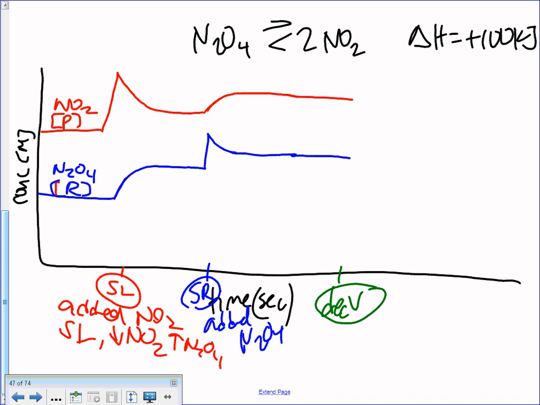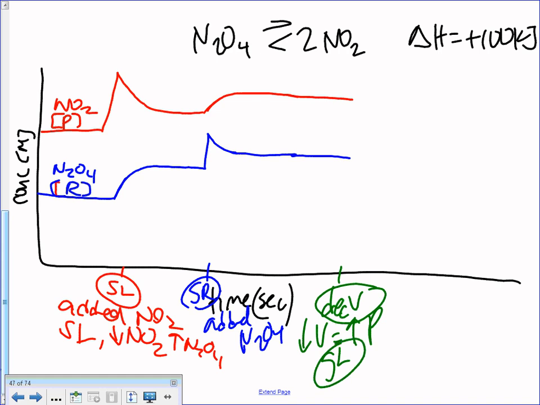All right, so decreasing the volume increases the pressure, right? So I want to get rid of that increased pressure, so it's going to shift left. You said shift left. The pressure is too high. I need to shift to the side with fewer moles of gas, so that's a shift left.